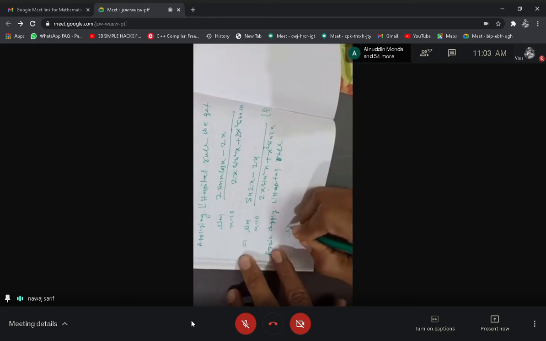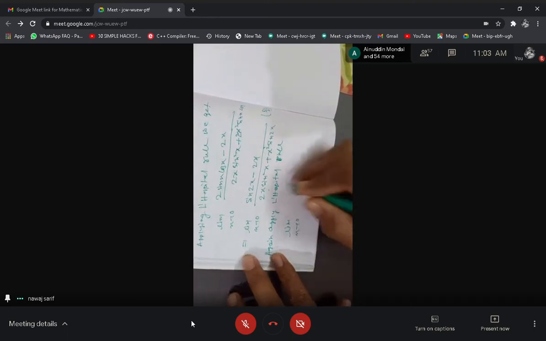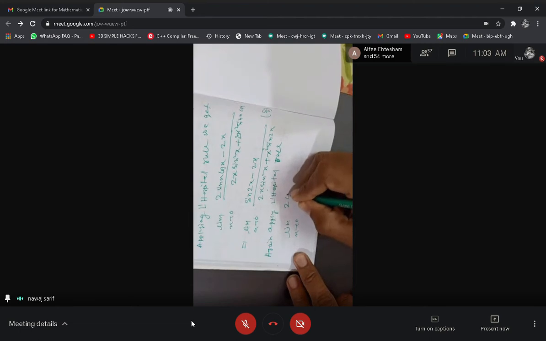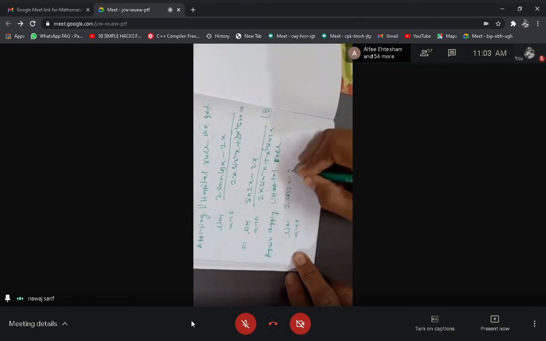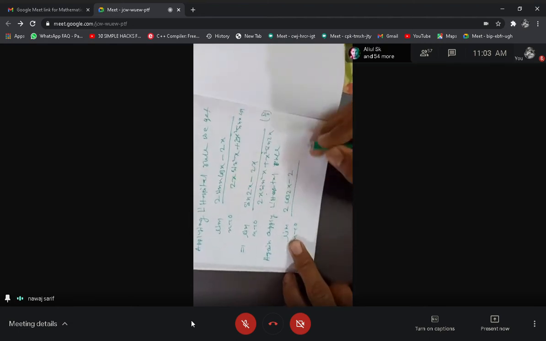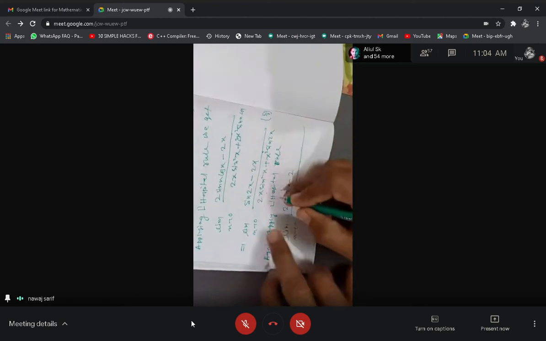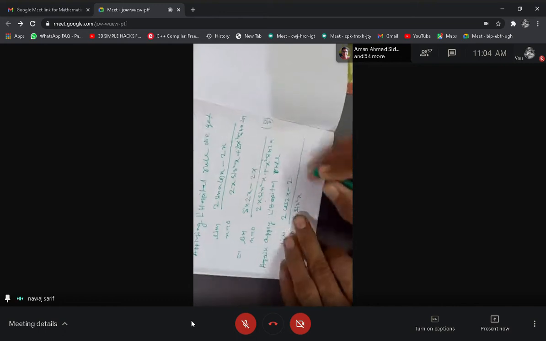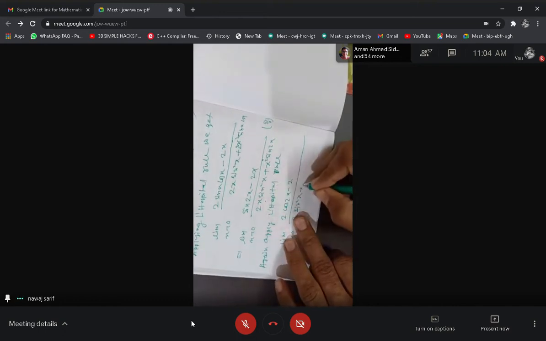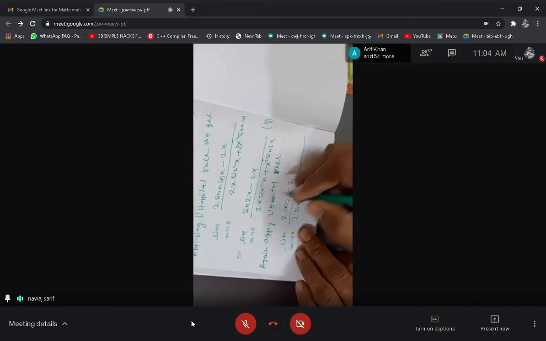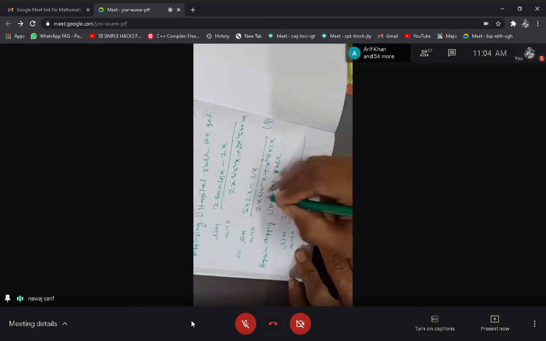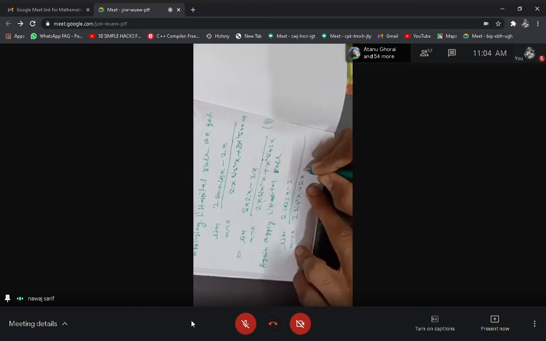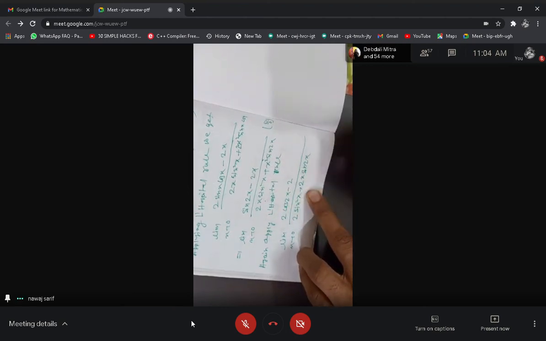So then what is the derivative? 2 cos 2x minus 2. And in the denominator, this is 2 into sin square x, and then plus 2 into 2x into sin 2x. And the derivative of sin square x is what? 2 sin x into cos x, that means sin 2x.